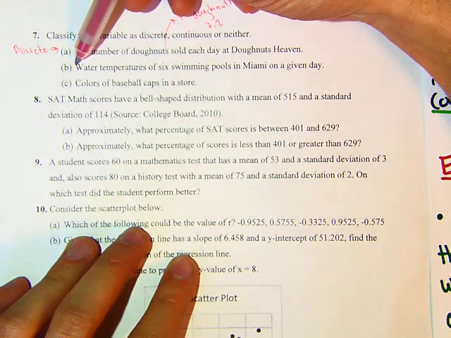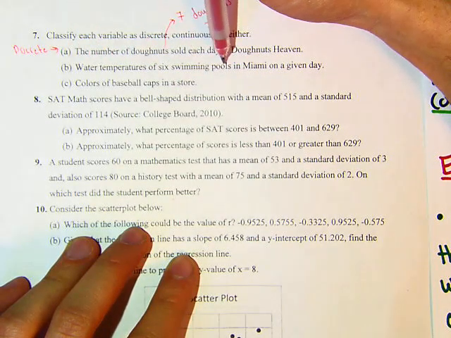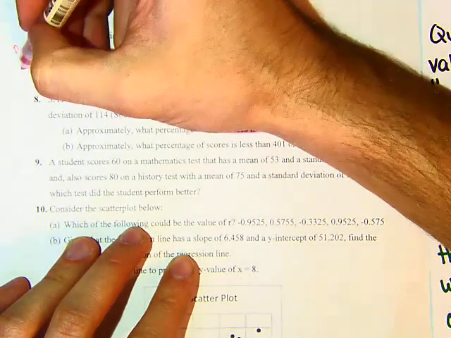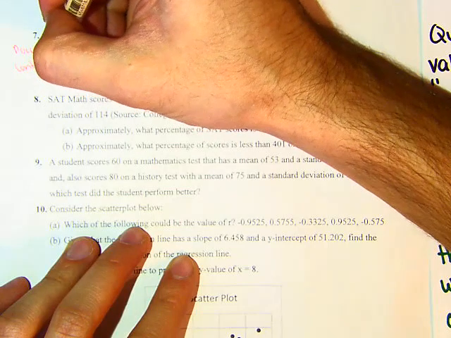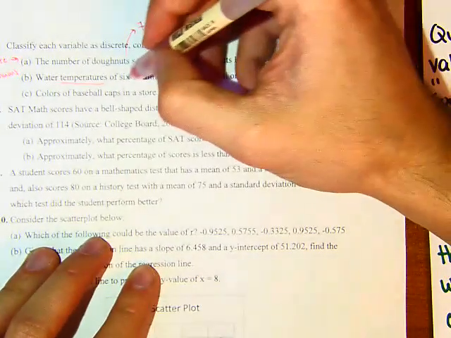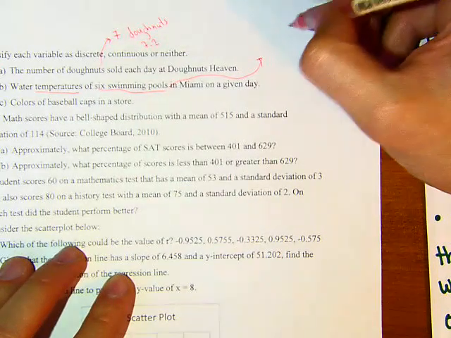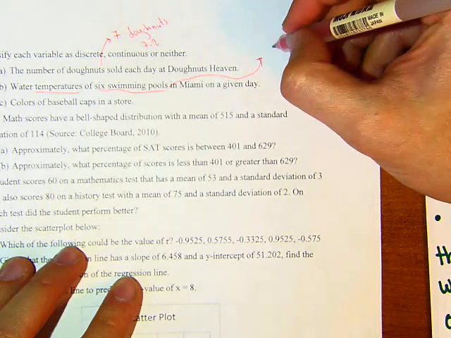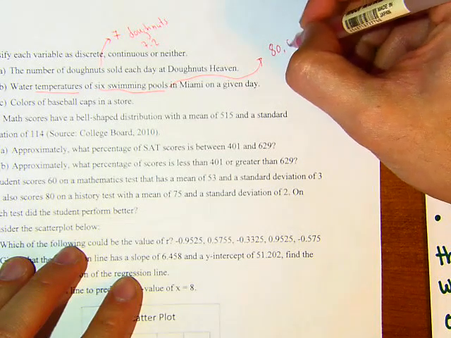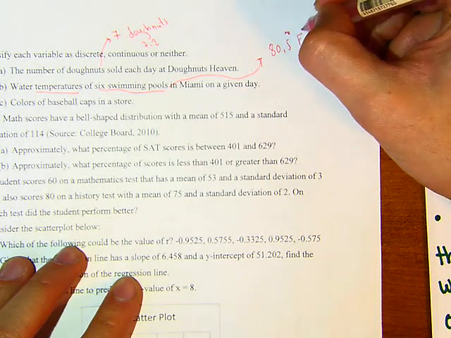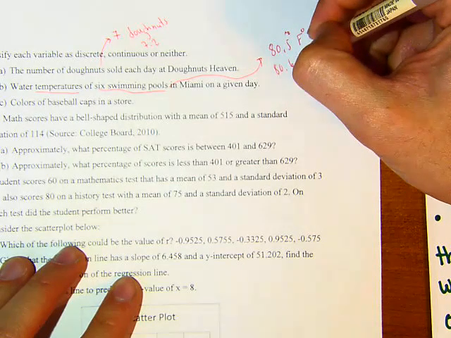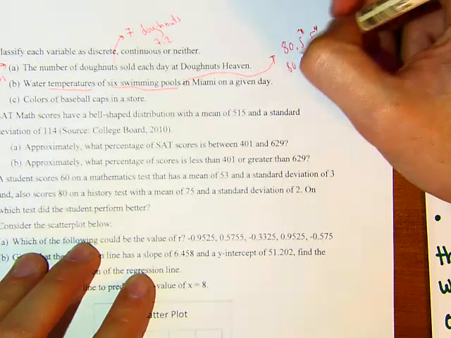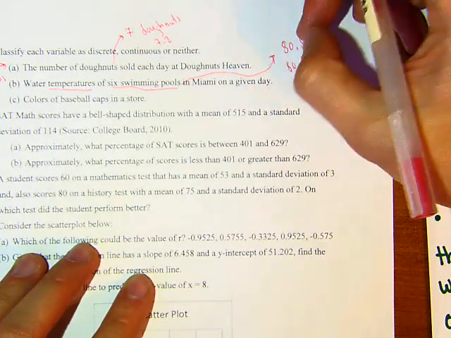For letter B, it says water temperatures of 6 swimming pools in Miami on a given day. When we talk about temperature, this idea is going to be continuous, because for a swimming pool, I could have my temperature be, I don't know, maybe 80.5 degrees Fahrenheit, or 80.6 degrees Fahrenheit. Because here you have everything in between your data values.